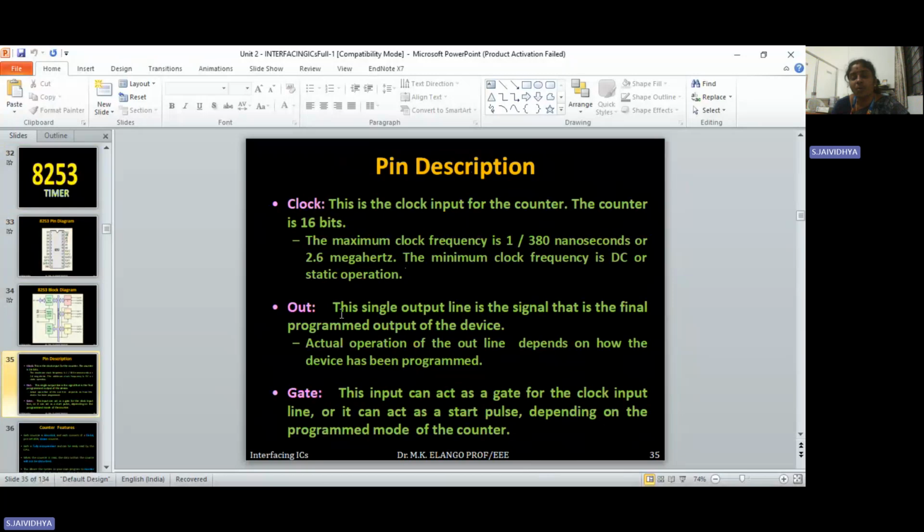The next one is the out. This output line carries the final programmed output of the device. The actual operation of the out line depends on how the device has been programmed, that is, based on the instruction, the output signal will be available. The gate input can act as a gate for the clock input line, or it can act as a start pulse, that is initiation of the process, depending on the programmed mode of the counter.